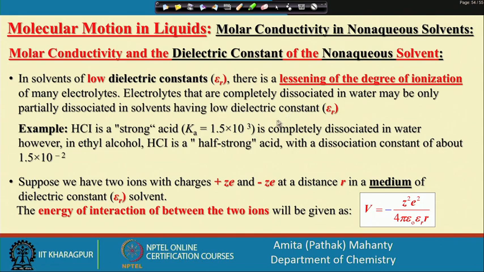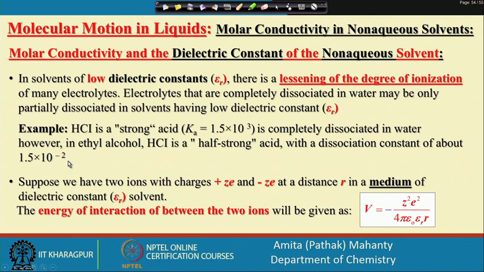The electrolytes that are completely dissociated in water may not be completely dissociated in a solvent having low dielectric constant. For example, HCl is a strong acid with a dissociation constant of the order of 10^3; it is completely dissociated in water. However, in ethyl alcohol it does not behave like a strong acid; it behaves with about half the acid strength of what we have in aqueous medium. So, the dissociation constant is of the order of 10^-2.